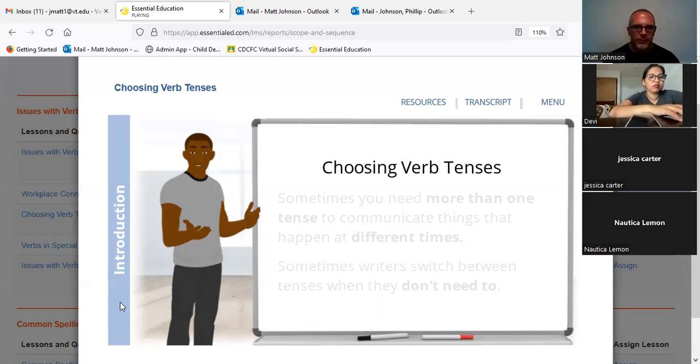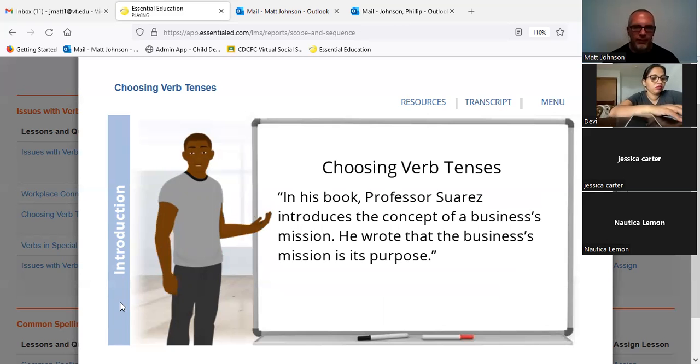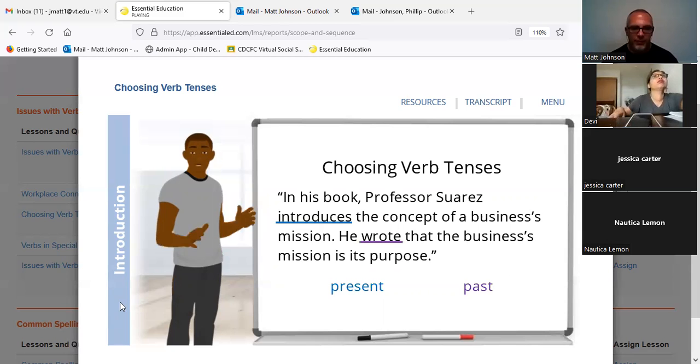Take a look. In his book, Professor Suarez introduces the concept of a business's mission. He wrote that the business's mission is its purpose. Do you see what I did? First, I used the present tense, introduces, then switched to the past tense, wrote. There's no reason to switch like that. It makes it sound like it happened at two different times, instead of being all a part of one book. That's why it's a problem. If you switch tenses for no reason, the reader can't keep track of your meaning. You want to establish the time you're talking about and keep it clear for the reader.